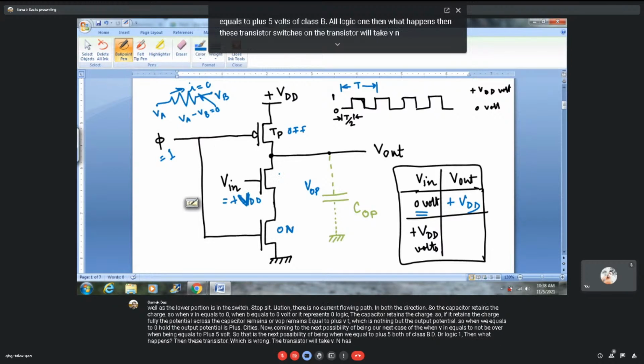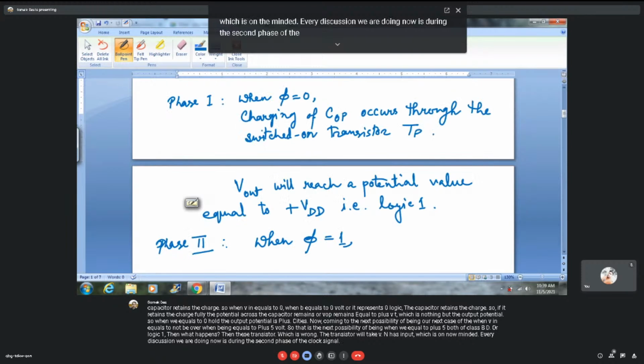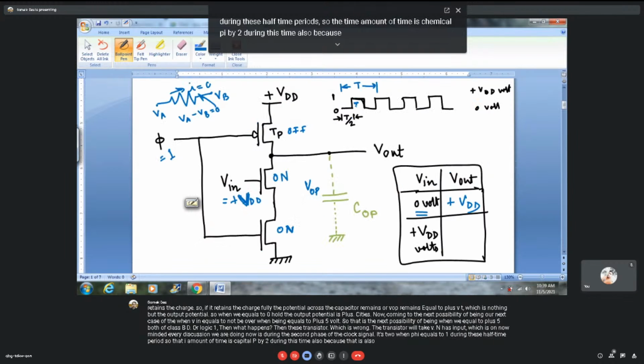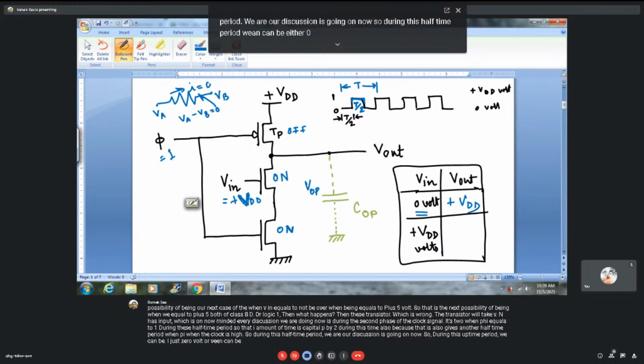Now mind it, every discussion we are doing now is during the second phase of the clock signal, phase 2, when phi equals 1. During this half time period, the amount of time is capital T by 2, because that also gives another half time period when the clock is high. So during this half time period, Vin can be either 0 volt or plus VDD. So when Vin is 0 volt, we have Vout as plus VDD.